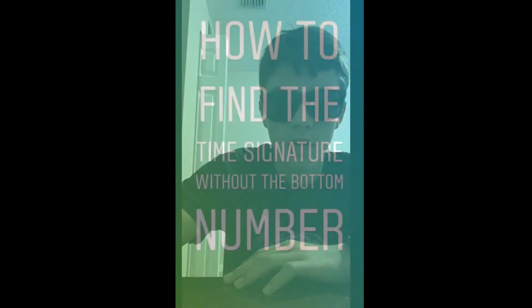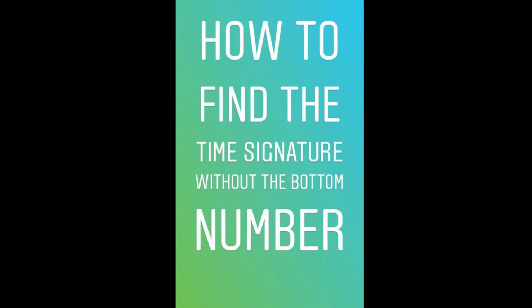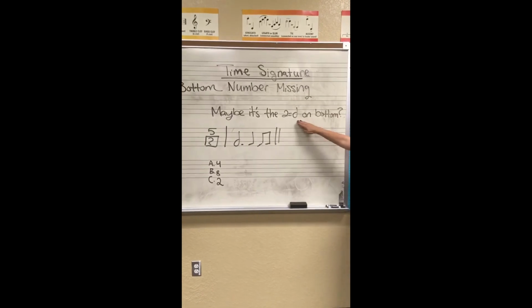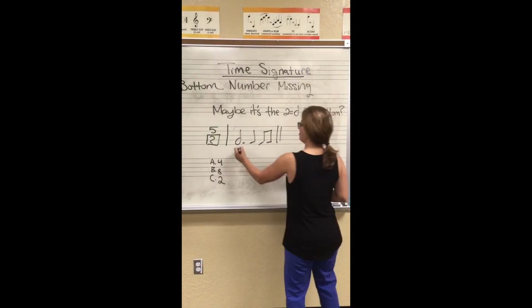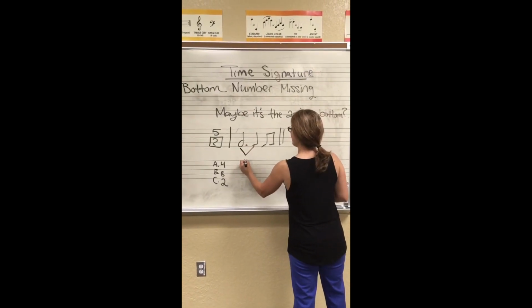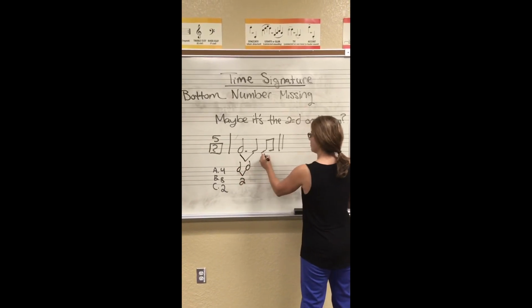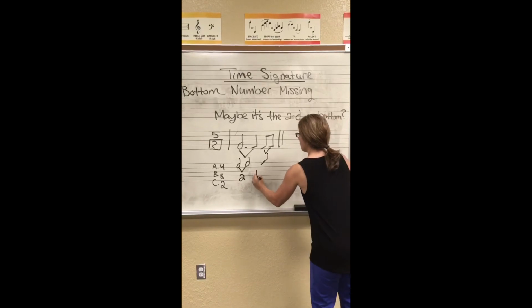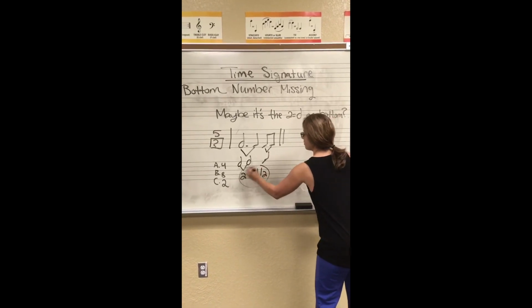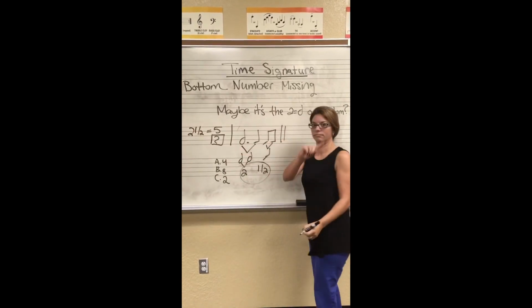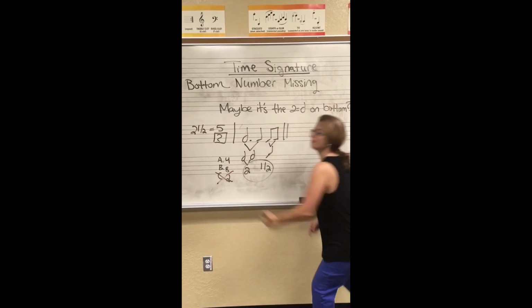Welcome back. Let's get right into showing you how to find the time signature when you're missing the bottom number. Your top number is 5, so maybe it's the 2 on the bottom. How many half notes are in this measure? That is worth 2 half notes, and that is worth a half note. So 2.5 is not equal to 5, so it cannot be C.